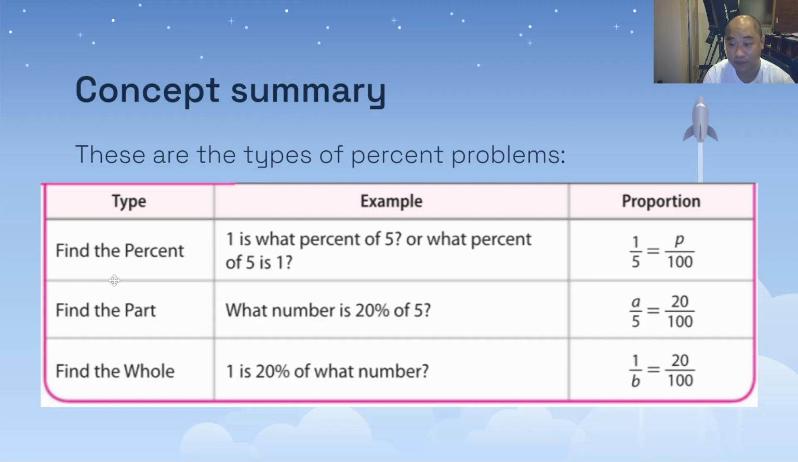If you're finding the percent, it'll say something like what percent. If you're finding the part, it'll say what number. And if you're finding the whole, it'll say of what number. Of. So this is the word you're looking for here. And then this is just kind of the leftover case, the one that doesn't have either of those words.